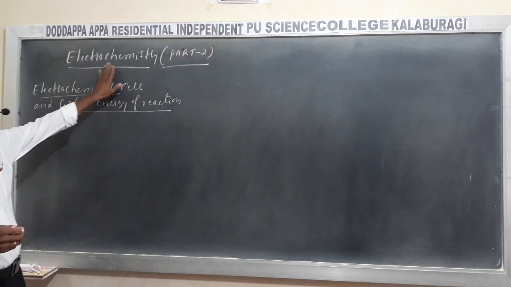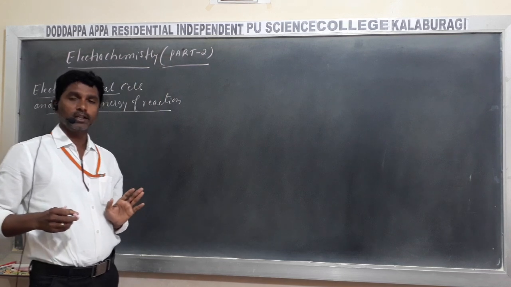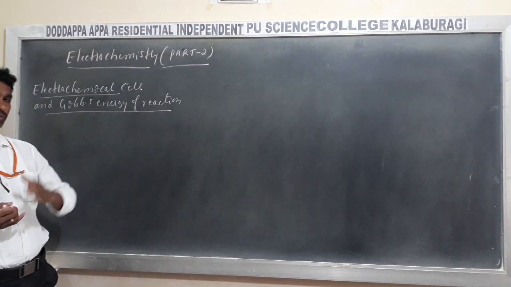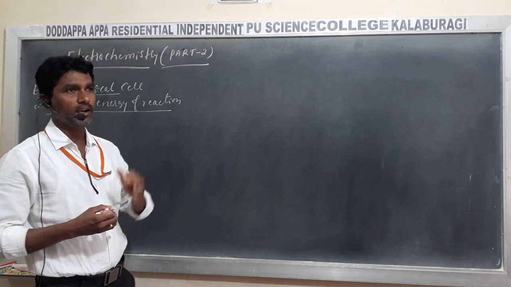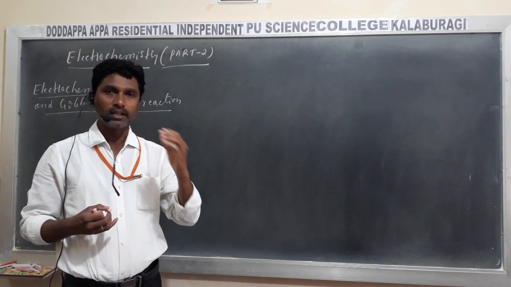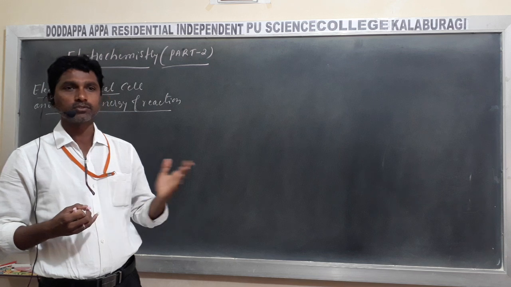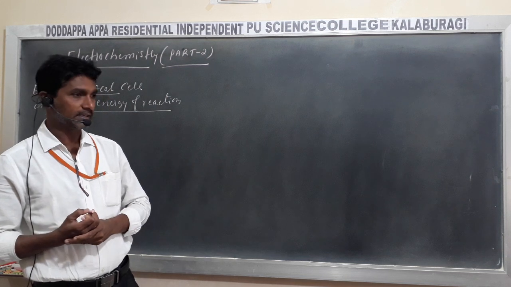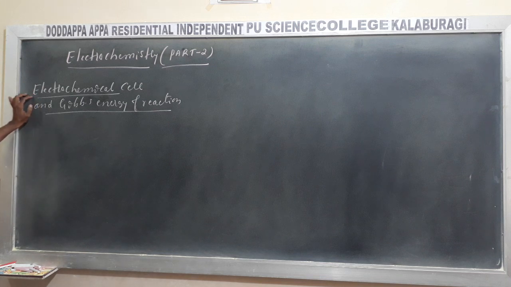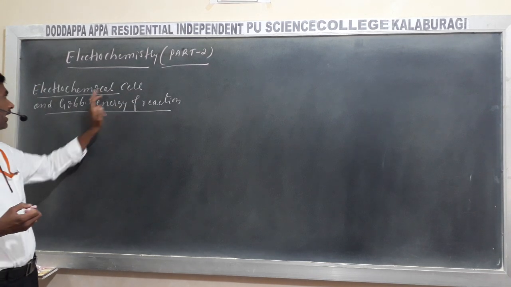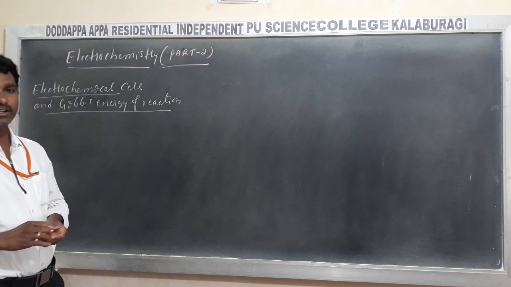So today's topic is electrochemistry part 2. In electrochemistry part 1, we discussed the construction and working of an electrochemical cell, and also electrode potential, EMF of a cell, and the cell representation of a Daniell cell. Now the second part is the electrochemical cell and Gibbs energy of reaction.